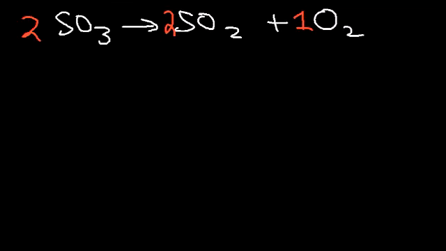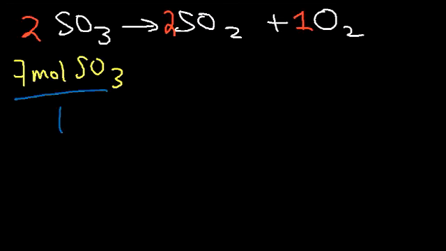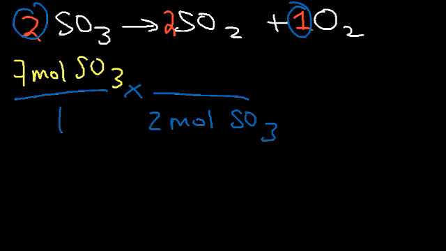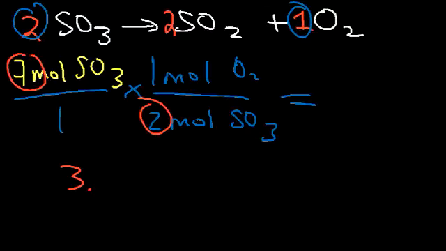Now let's say if there are 7 moles of sulfur trioxide, how many moles of oxygen gas will be produced in this reaction? So let's convert it from moles of SO3 to moles of oxygen. So we see that the molar ratio is 2 to 1. So for every 2 moles of SO3 that reacts, 1 mole of O2 will be produced. And so 7 divided by 2 is 3.5. So 3.5 moles of O2 will be produced in this reaction.